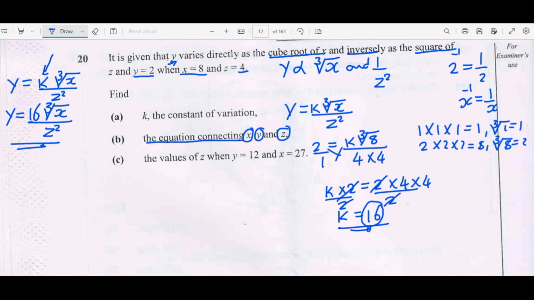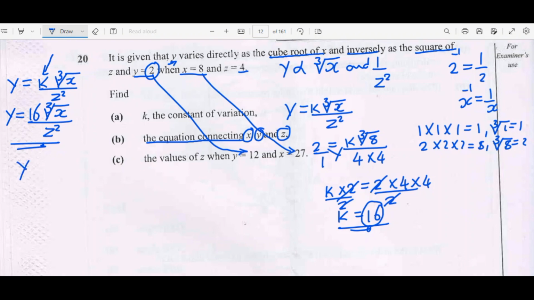Then for question C, the values of z. The first y value was 2. Now if this y has changed to 12, and x has changed from 8 to 27, what would be the new value of z? That's why variation is all about the changing. If one value changes, what happens to the other value? So let's see by calculation.